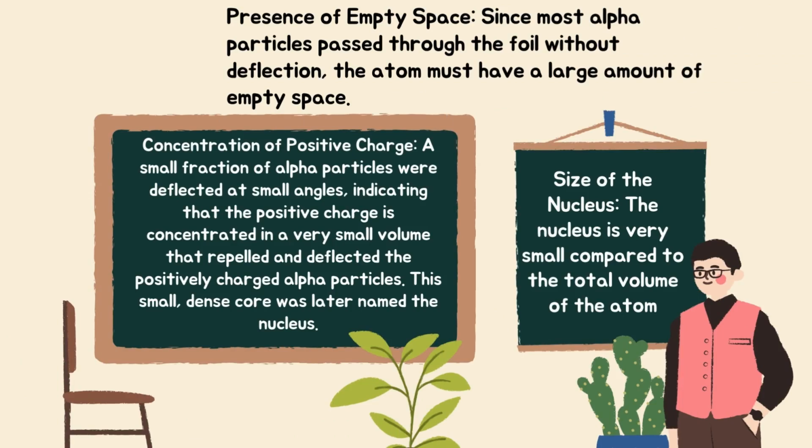A small fraction of alpha particles were deflected at small angles, indicating that the positive charge is concentrated in a very small volume that repelled and deflected the positively charged alpha particles. This small dense core was later named the nucleus. The nucleus is very small compared to the total volume of the atom.